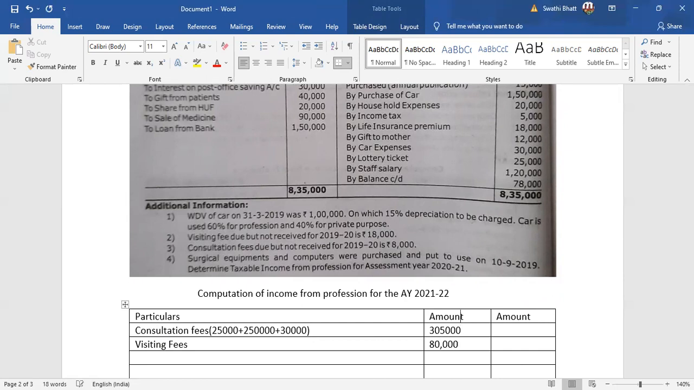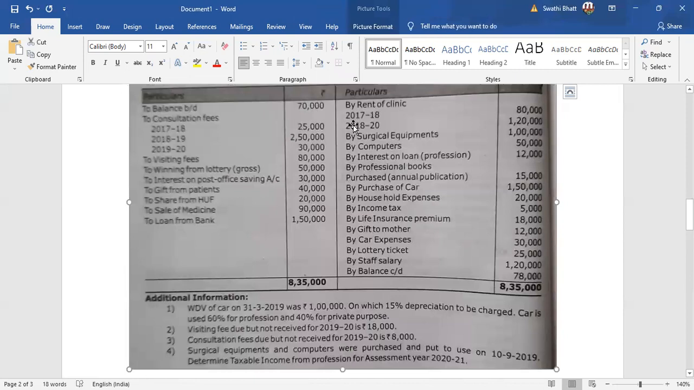The next item that we have on the receipt side is winnings from lottery. Whether it's gross or net, it is irrelevant. Winnings from lottery is nowhere related to that of a doctor. So this will not fall under his income from profession. It will fall under his income from other sources. It is not an income genuinely connected to his profession, so we will not be writing the same here.